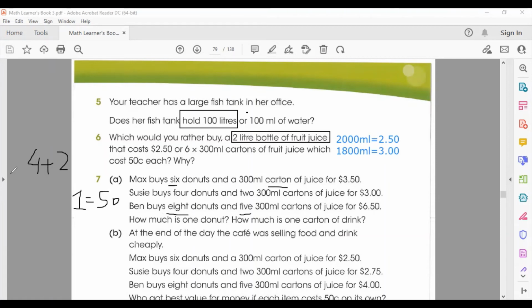Obviously, the donut price and the 1 carton of drink price is 50 cents. So we can write here 50 cents for each. For a carton of drink, or for a donut, for each it's 50 cents, not a dollar, 50 cents.